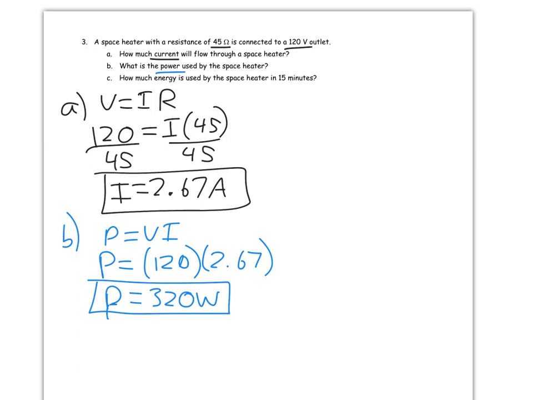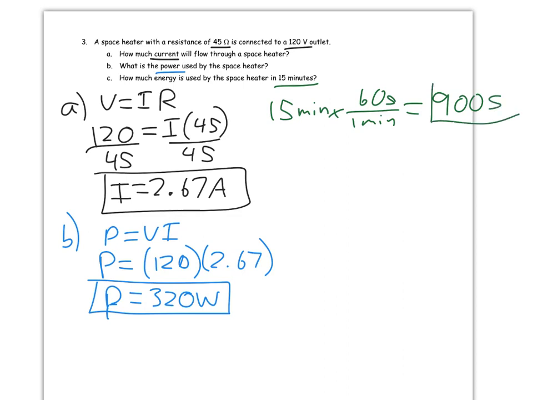For the final question here, we're asked to find the energy used by the space heater over a period of time of 15 minutes. Two important things about this. First, we want to convert that 15 minutes into seconds. So I'm going to say 1 minute is, of course, 60 seconds. And so 15 minutes is really the equivalent of 900 seconds.